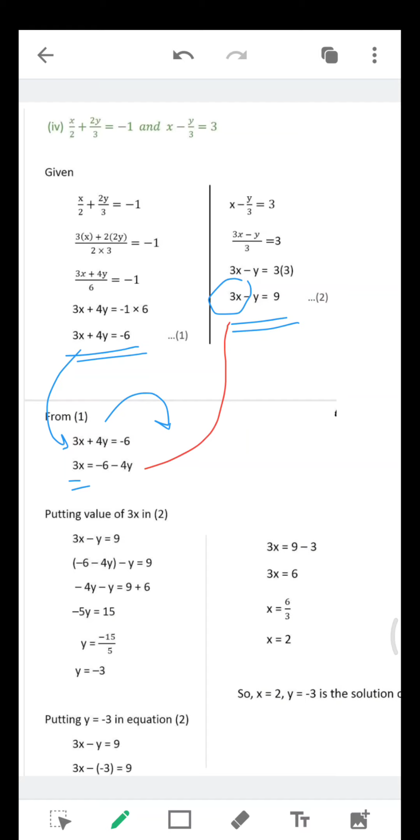What is our equation number 2? This one. So in place of 3x, you can write the value of 3x, that is minus 6 minus 4y. And minus y is as it is, equal to 9. So simplifying it, we'll get y equal to minus 3. Put this y value in any of the equations. We are putting it in equation 2 only. So 3x minus of minus 3 is equal to 9, and simplifying we get x is equal to 2.